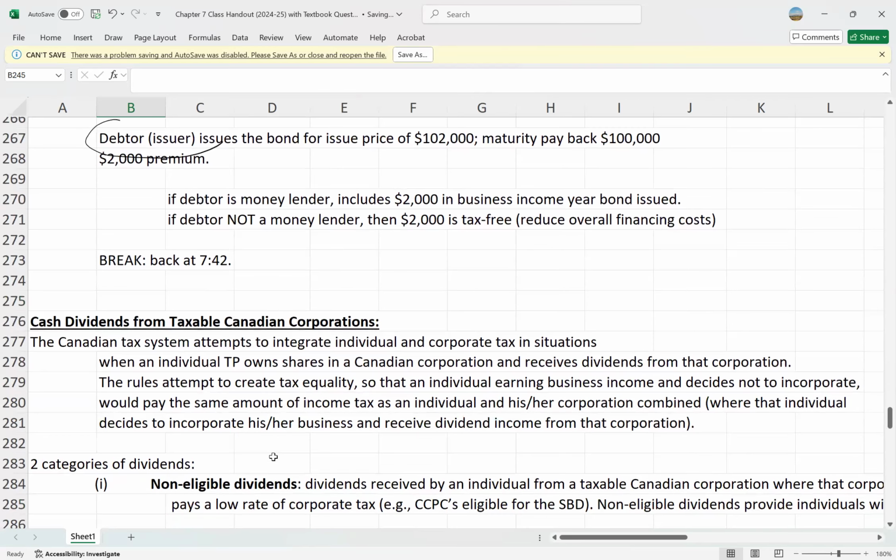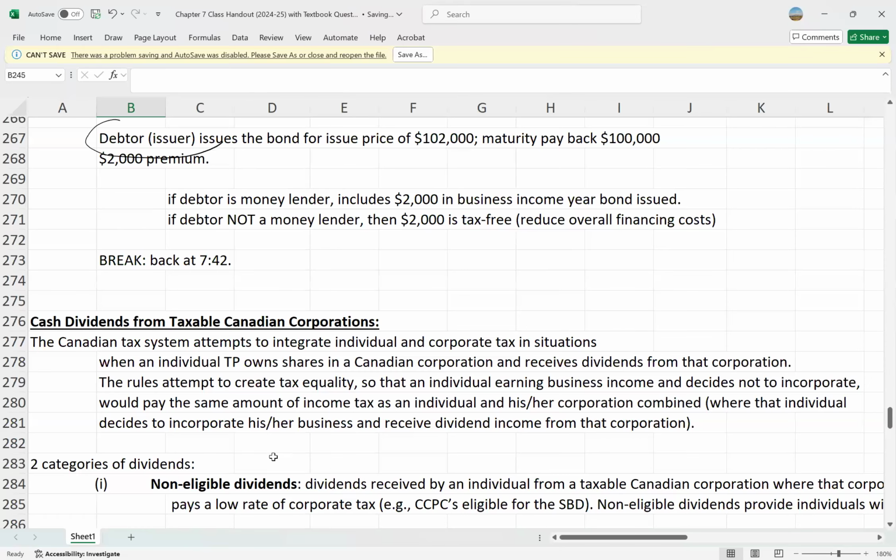dividend income. And this relates to individuals. So corporations do different calculations. We're just going to focus on how individuals calculate dividend income for tax purposes.